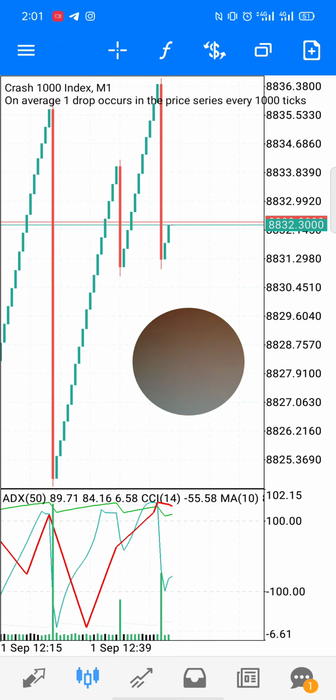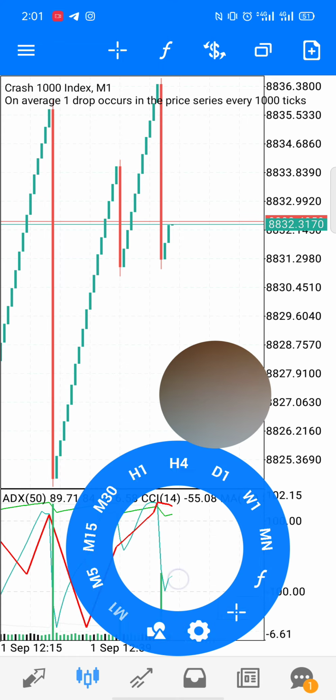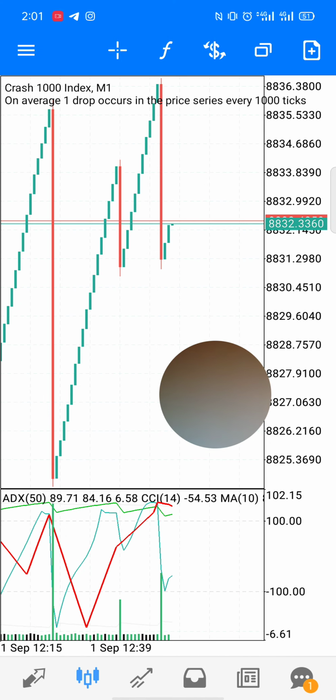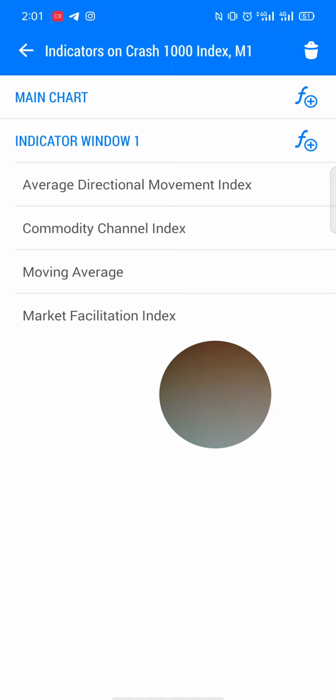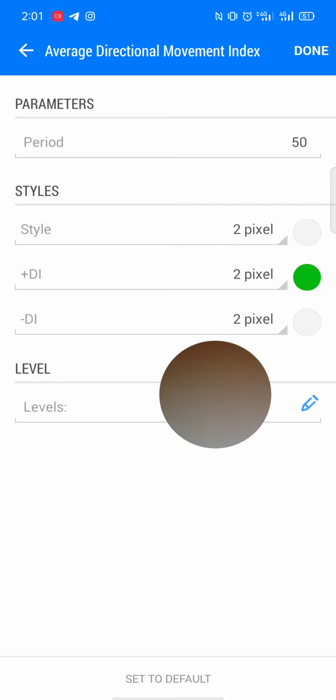So guys, without wasting much time, let's just go straight to the point. Let's first go to the indicators that we need for this strategy. The first indicator you will need, you select the Average Directional Movement. You click on it. The period for the Average Directional Movement is 50, style 2 pixel. The positive DI, 2 pixel, use color green. The negative DI, 2 pixel.